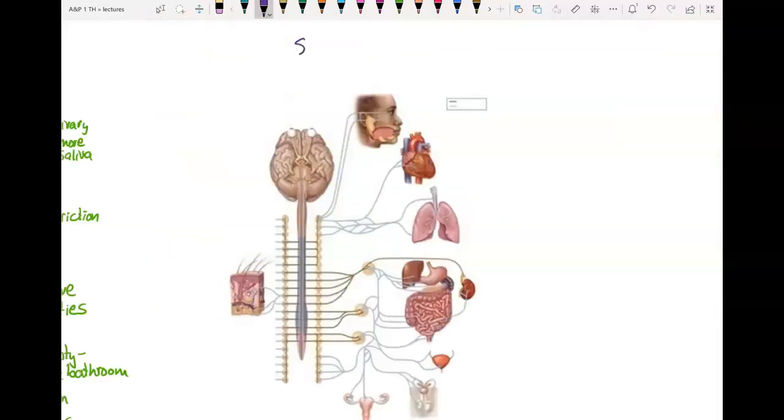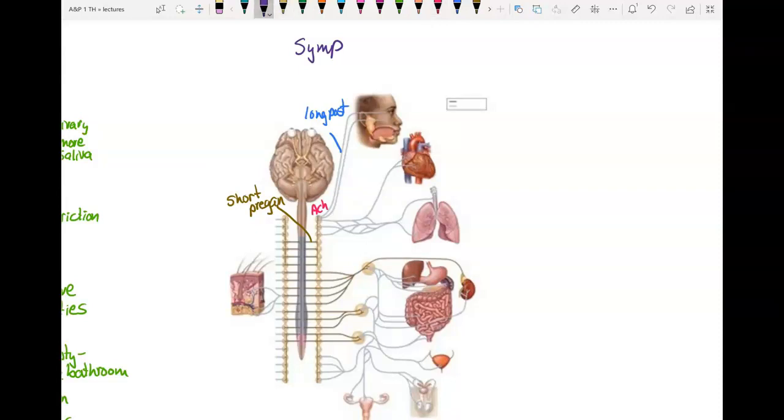Now we come over to sympathetic. Sympathetic, remember, has the short preganglionic and the long postganglionic. And where these two synapse, it is going to be acetylcholine, it is cholinergic.